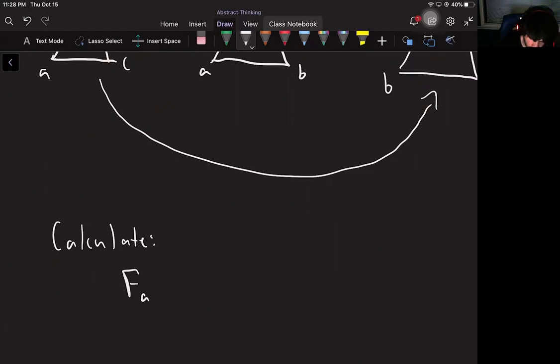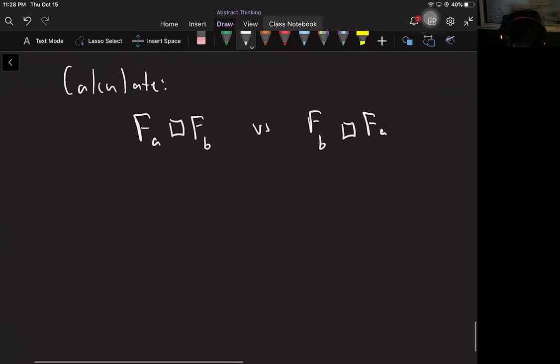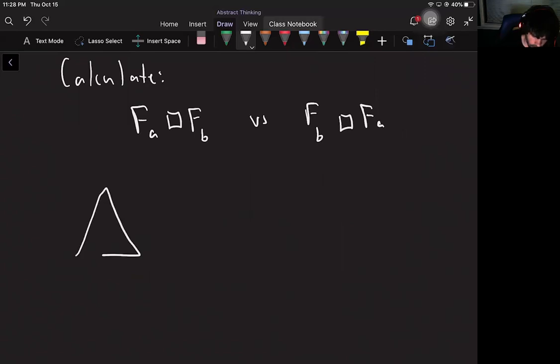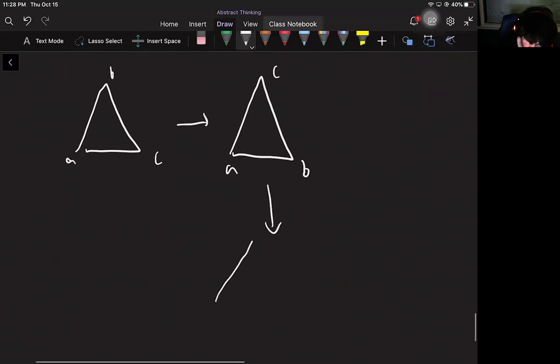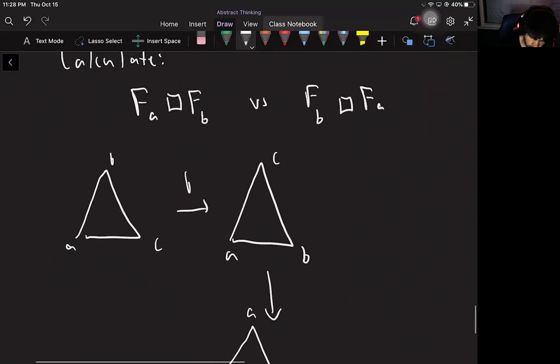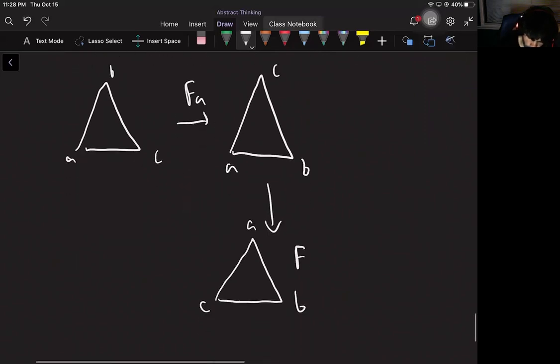All right, what happens if I flip over A and I flip over B versus flipping over B, then flipping over A? Ugh, this doesn't work. Okay. A, B, C. So I flip over A, and then I flip over B. So I get C, A, B. Okay, so that's flip A, then flip over B.